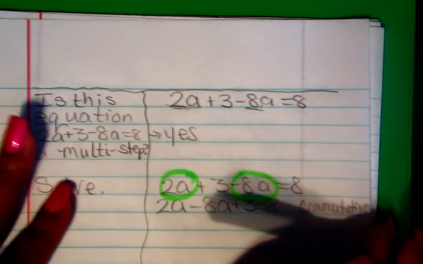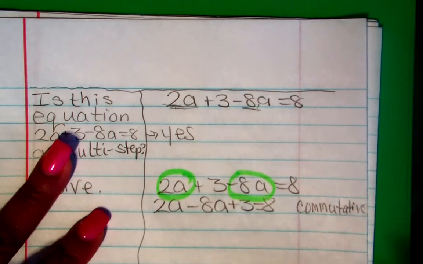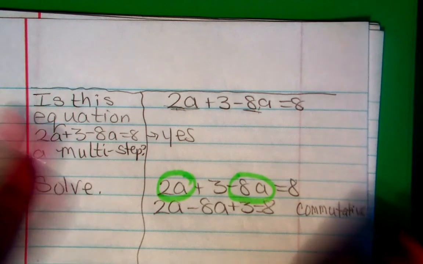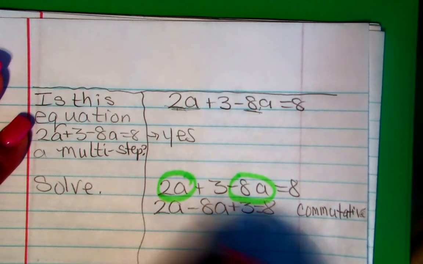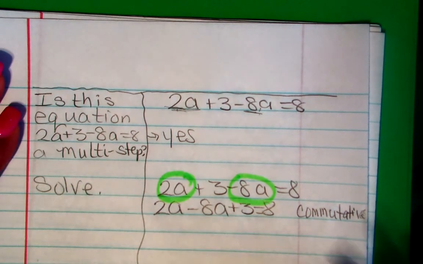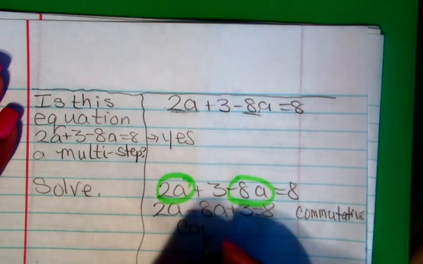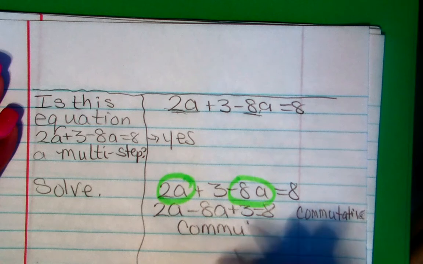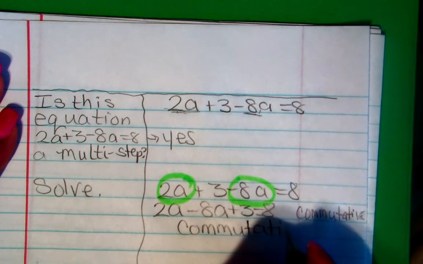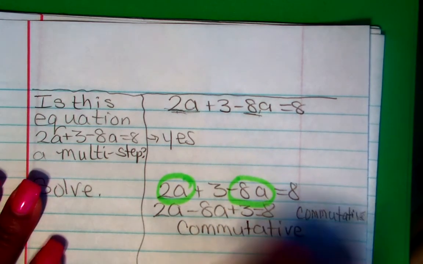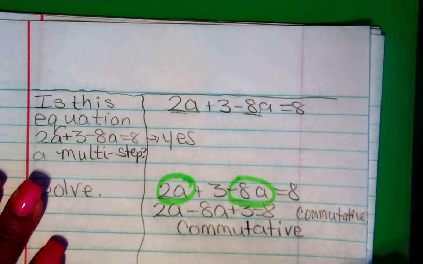Commutative. Okay, and that's okay. I'll write it over here for you, just this way so you can see it. I'll write it under here to make sure I just used the commutative property. And the commutative property allows you to rearrange so your like terms can be together.